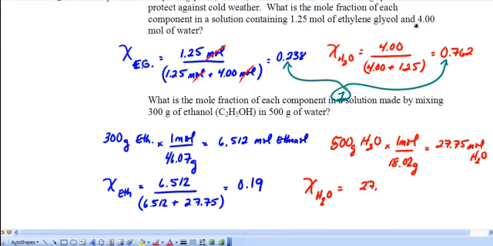And if we do the same calculation over here for the water, you have 27.75 divided by the 27.75 plus the ethanol's 6.512. And wrapping up this calculation, we get, as you would expect, 0.81. And just to double check, this plus this does in fact equal 1, so we are correct, or likely to be correct. Alright?